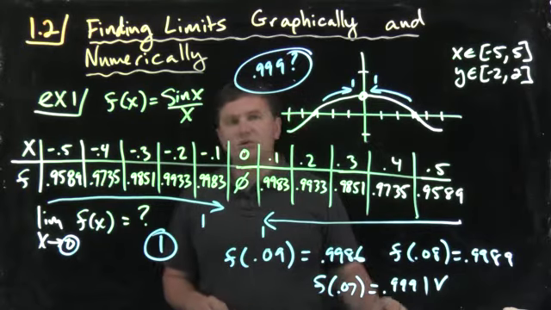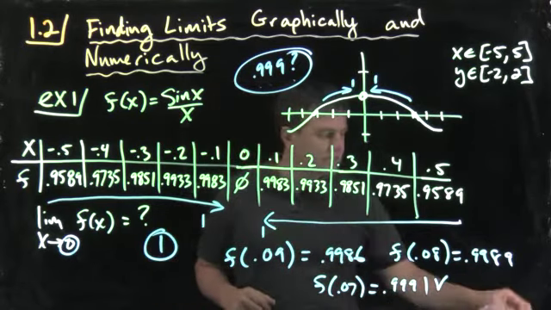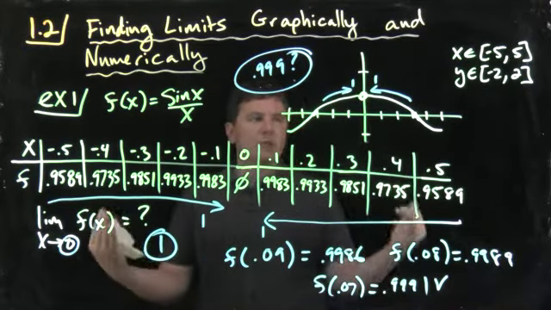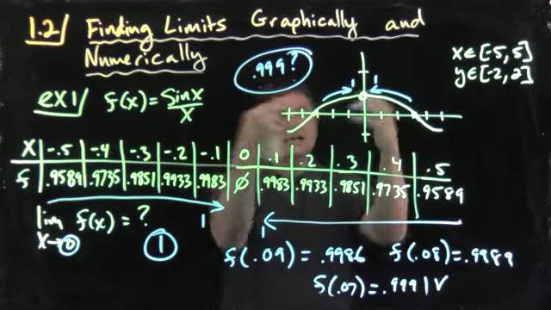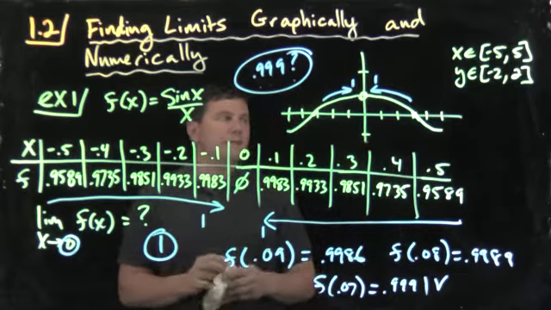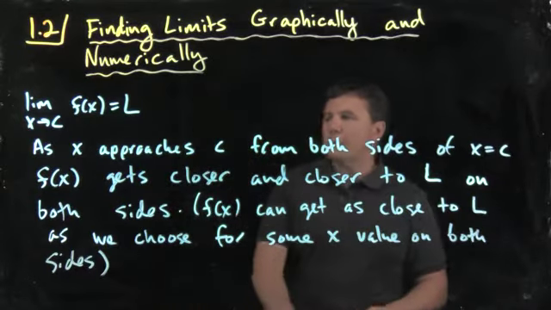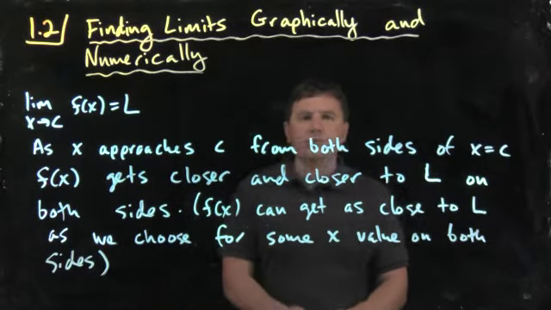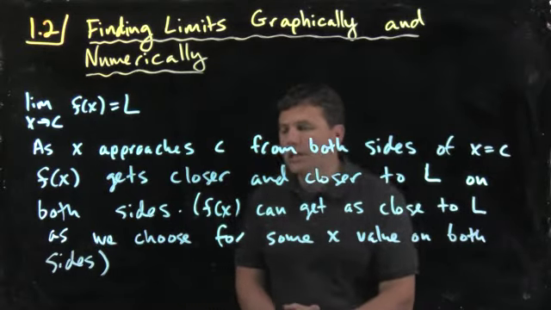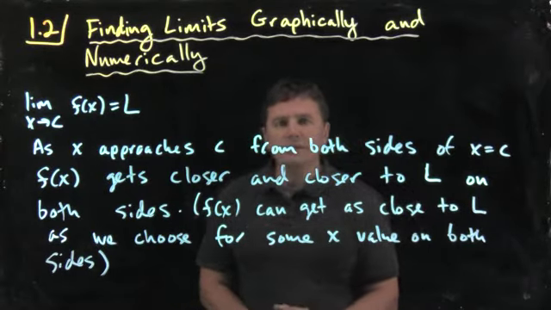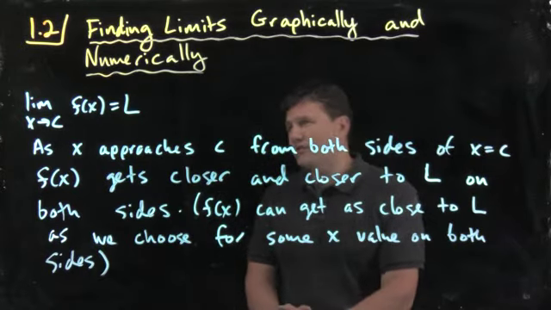So let's define it within the scope of this class as it has to approach the same value. As we approach the x value from both sides, the output is the same from both sides. Basically what I have up here is the definition that will serve us well in this class. This is not the strict definition. The strict definition of limits is quite tricky and beyond the scope of this class.